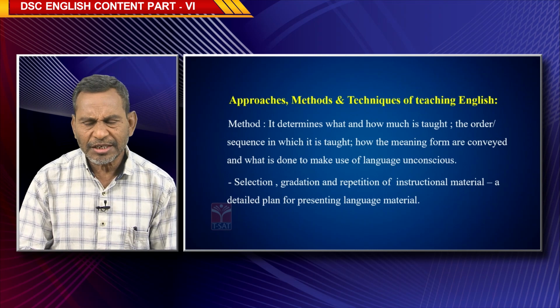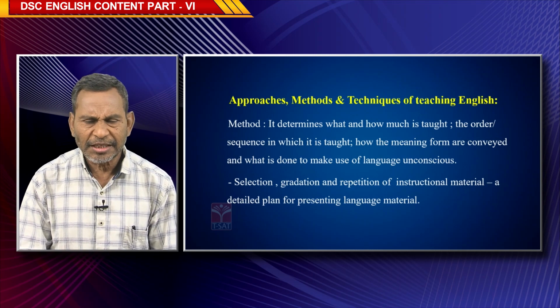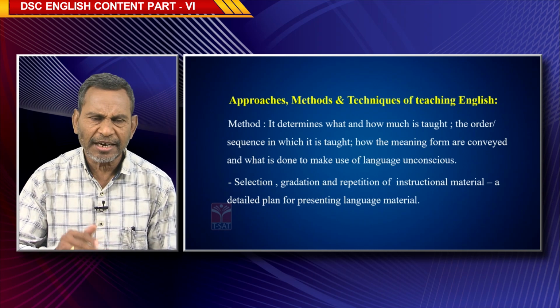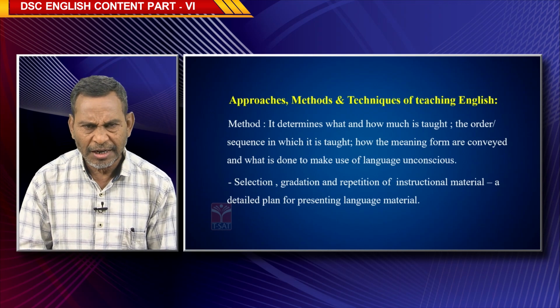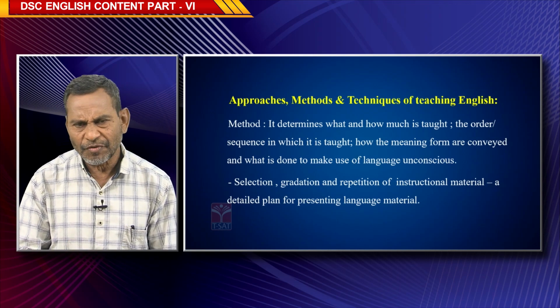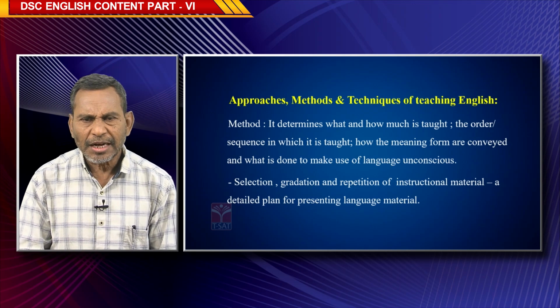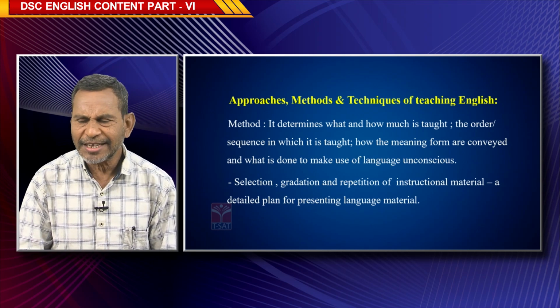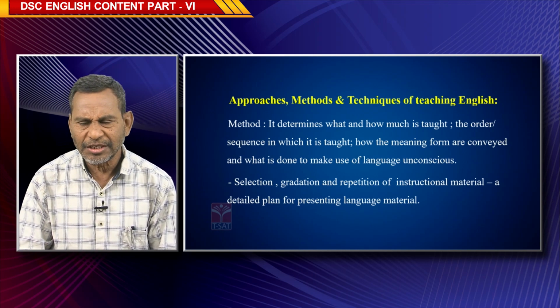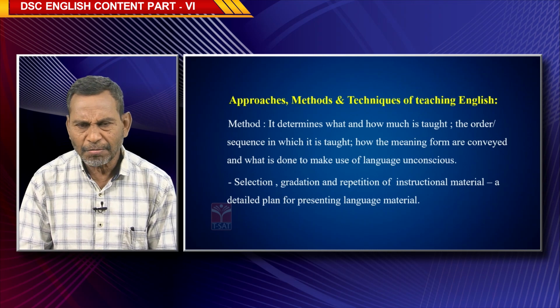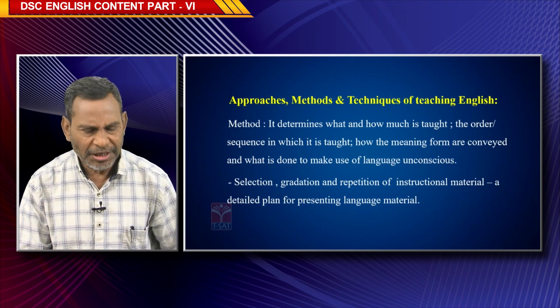The smallest units, the easiest ones, we try to put in the first year and the first semester. Then the slightly more difficult ones will be in the second semester. Likewise, it keeps on going to the second, third, fourth levels. In case it is an engineering course, it will go up to the 4th level, and if it is medicine, it will go up to the 5th level. So how much is taught, what is taught, and the selection, gradation and repetition of the instructional material. Instructional material is also very important, and we will keep an eye on this, and a detailed plan for presenting language material we will see.